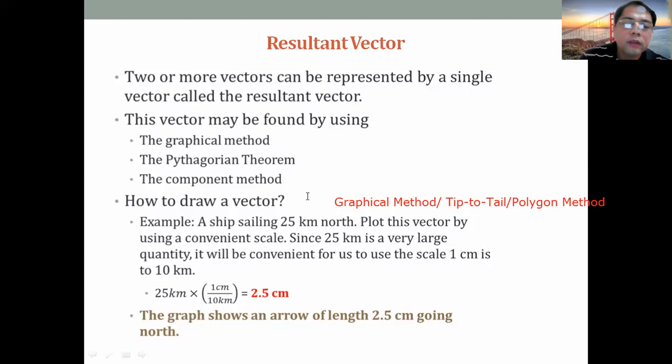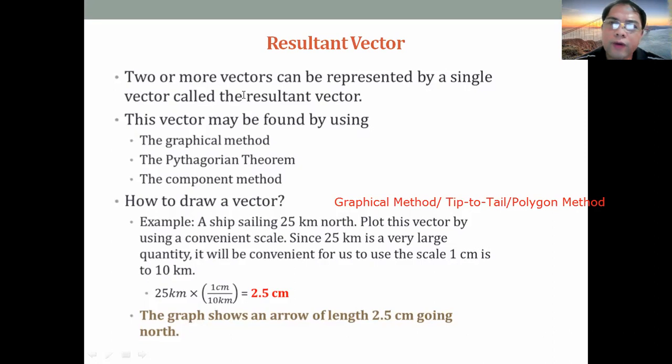So, a ship sailing 25 kilometers north. We can plot this. We use a scale. If our scale is 1 centimeter of length for 10 kilometers, then we will draw it having a 2.5 centimeter length. So again, if you recall our way of graphing that, the graph will have 2.5 centimeters equivalent to 25 kilometers already. We could not draw the 25 kilometers on a piece of paper, so we have to use a good scale where we can carefully illustrate the drawing.